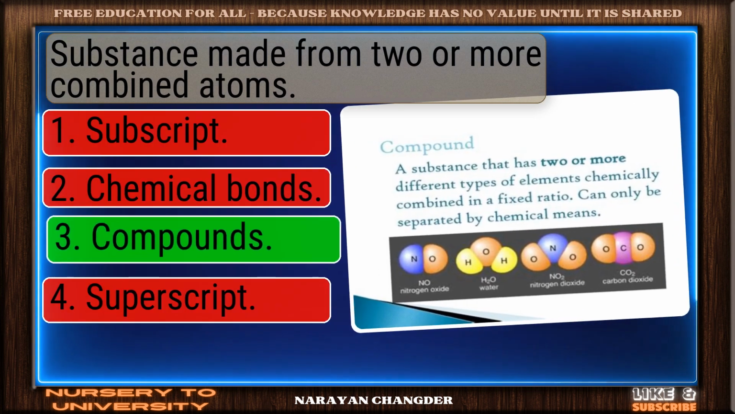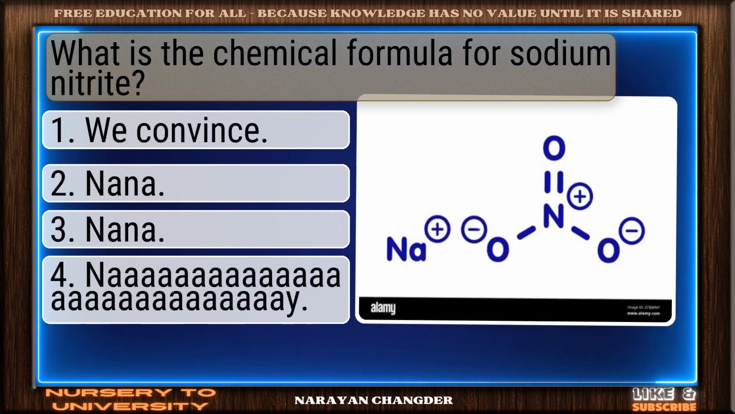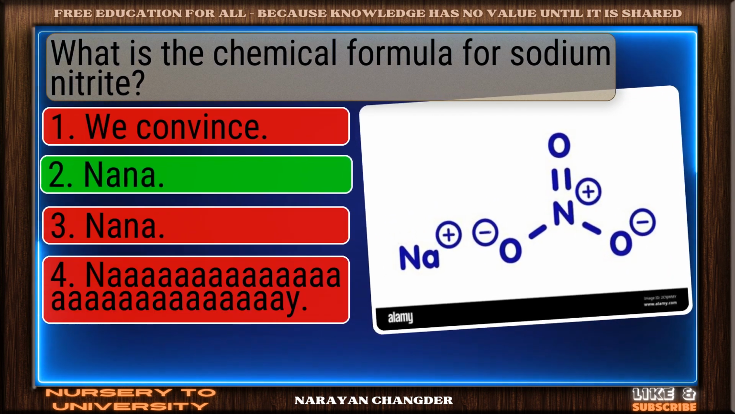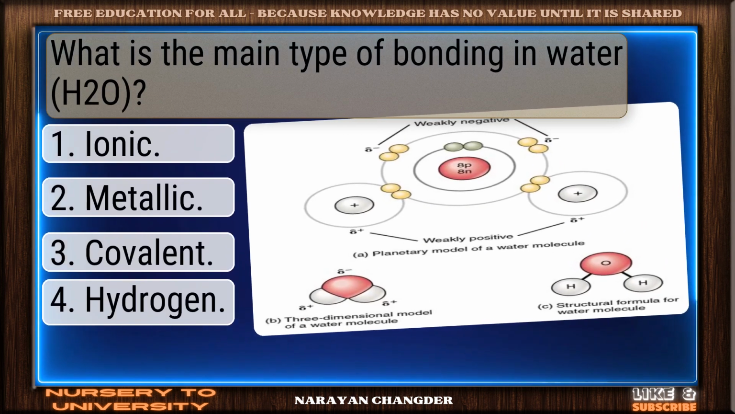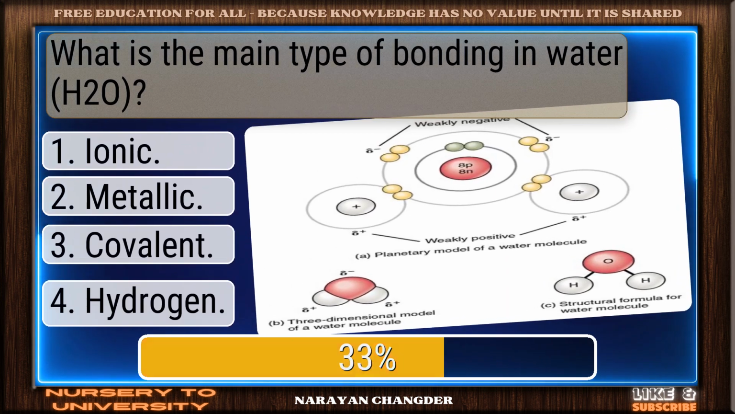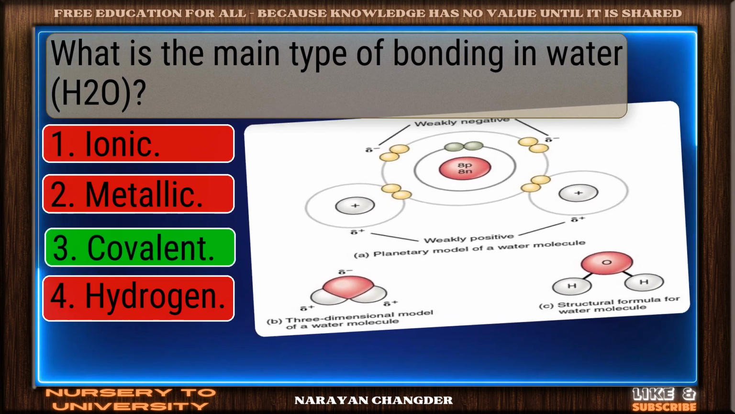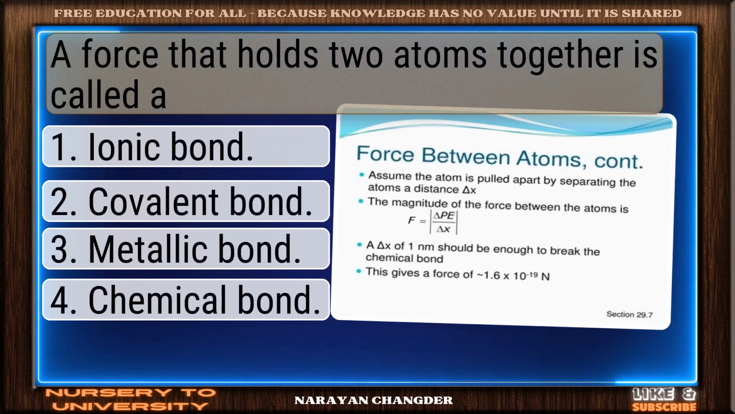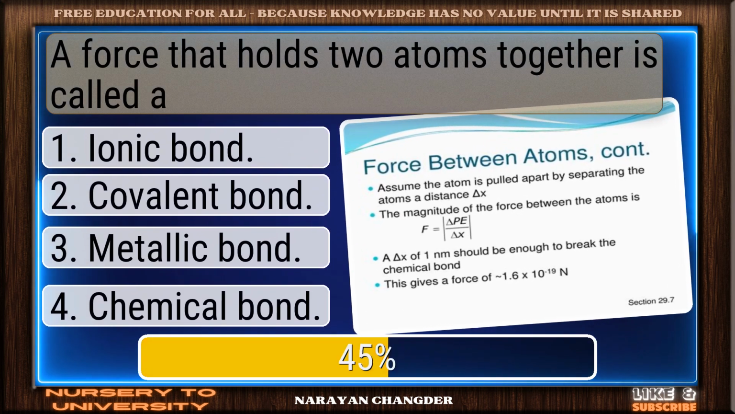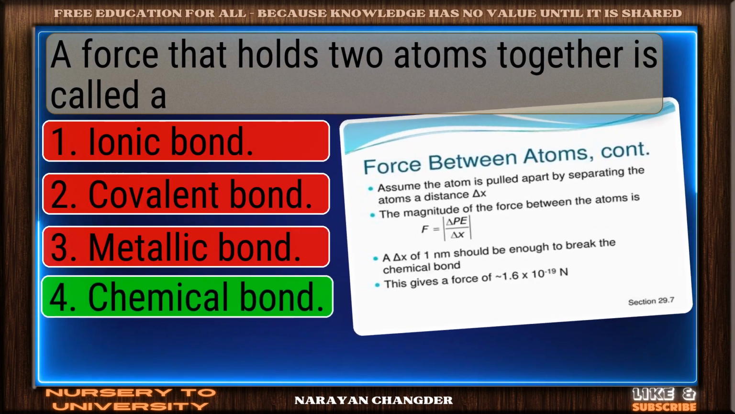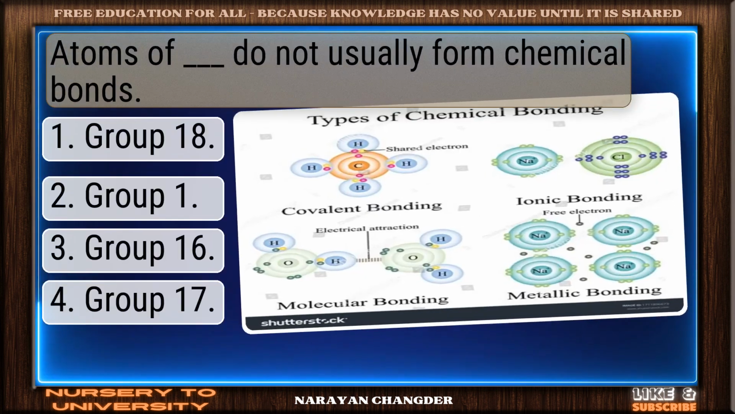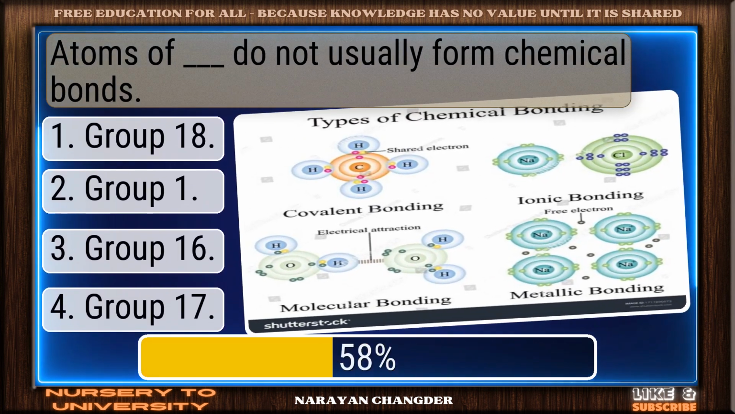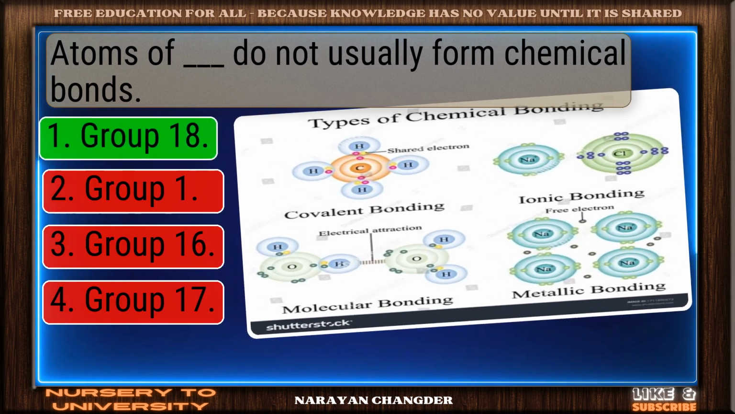Right, compounds. What is the chemical formula for sodium nitrite? NaNO2, well done. What is the main type of bonding in water? Commendable response, covalent. A force that holds two atoms together is called a... Correct response, chemical bond. Atoms of dash do not usually form chemical bonds. You got it, Group 18.